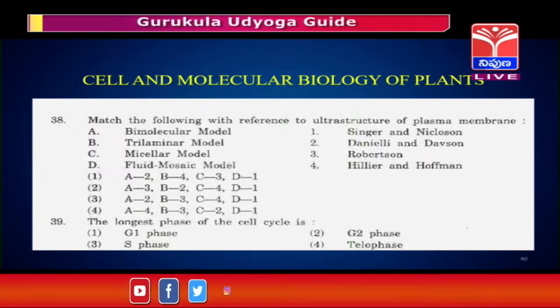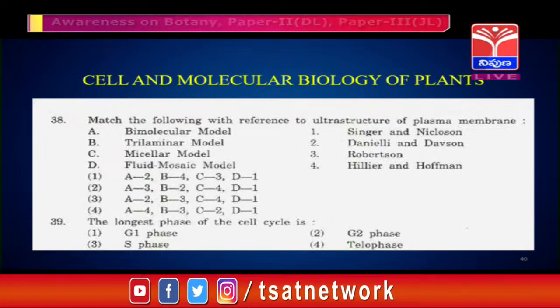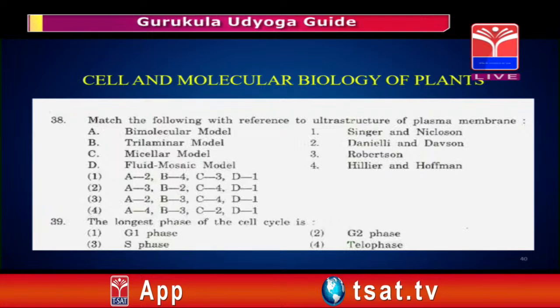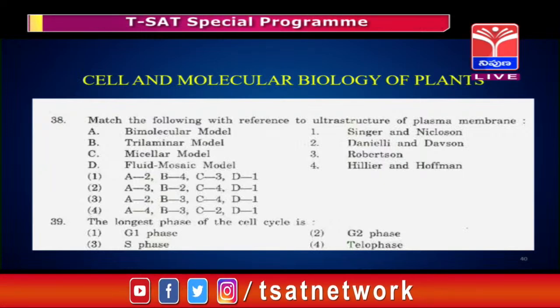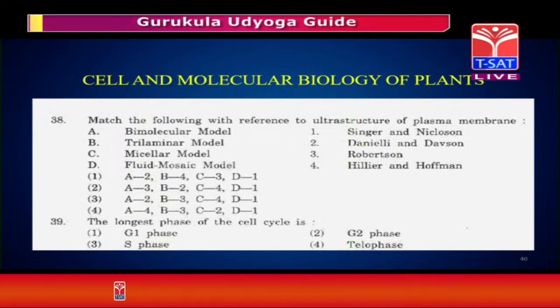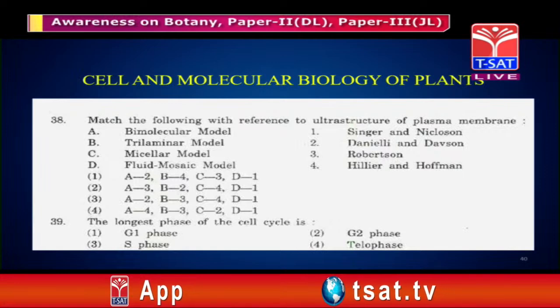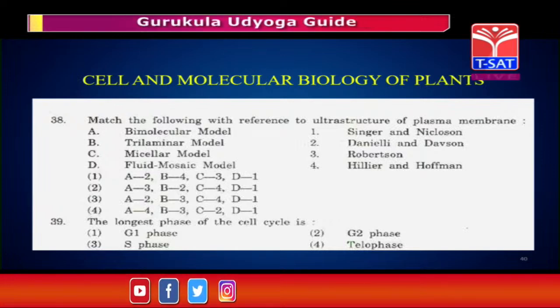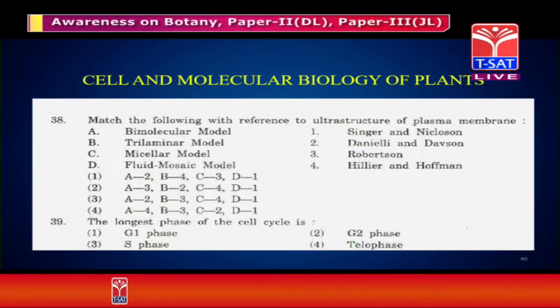Then you have to go back for another model, like the bimolecular model or the trilaminar model. Now if you see these things, you will understand that the second option is correct, that is A is 3, bimolecular given by Robertson. Then B is the trilaminar model given by 2, that is Daniel and Davson. Micellar model given by Hiller and Hoffman, and D. So you have to see the paper, analyze the choices, and go by what you know better and start from there. Then the next question is a little straight question where they have given you the longest phase of cell cycle is.